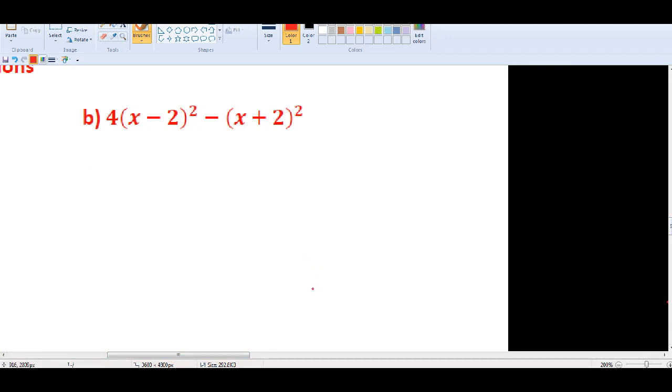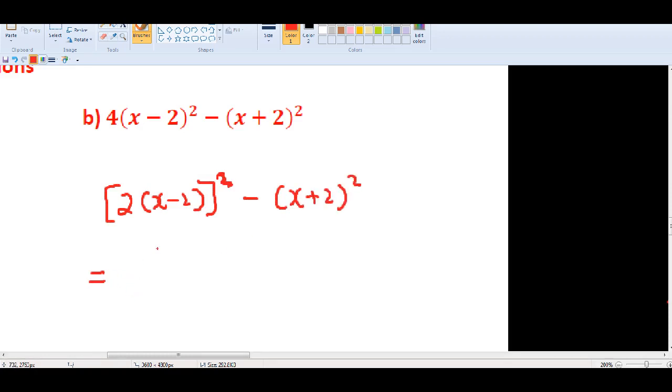Okay, for the second part, let's see. Do you see 2 square? Yes, there are 2 square, and that's 4. But 4 is a square number, isn't it? So try to think of the first term as this one. You add another bracket to square it, because that 4 is 2 square, okay?